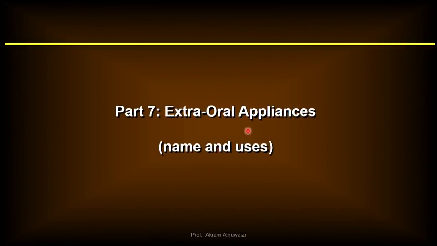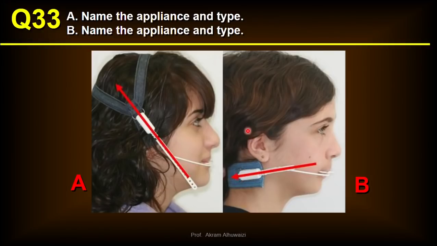Part 7 is extraoral appliances, and here name the appliance and the type. In A you've got a high pull headgear. In B you've got a cephalometric pull, and here with a face bow. So it's a high pull headgear with a face bow, and here it's a cervical pull with a headgear, with a face bow.